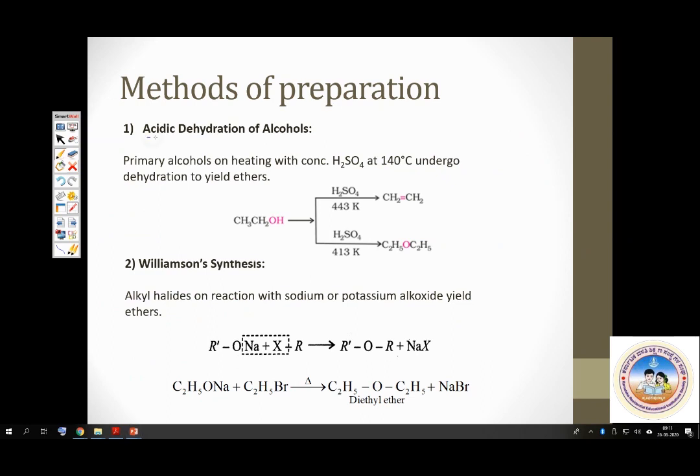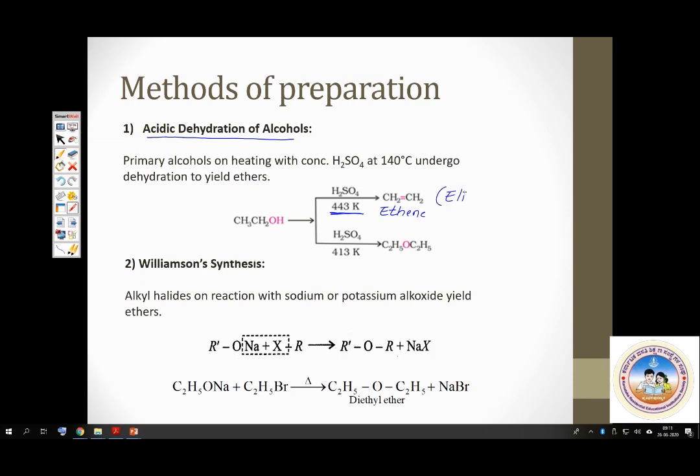If an alcohol like ethanol is strongly treated with sulfuric acid at a temperature of 443 Kelvin, remember this value, 443 Kelvin. If you heat ethanol in presence of sulfuric acid to a temperature of 443 Kelvin, you end up getting ethene, an alkene. Hence, this reaction is an elimination reaction.